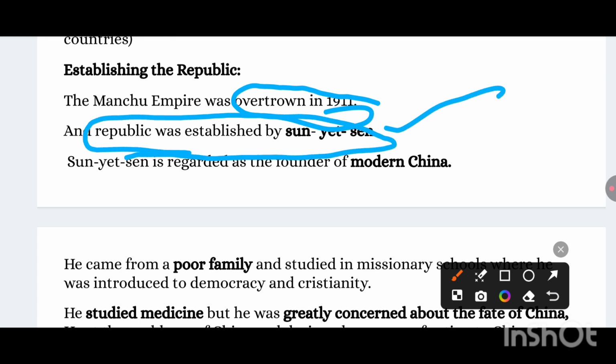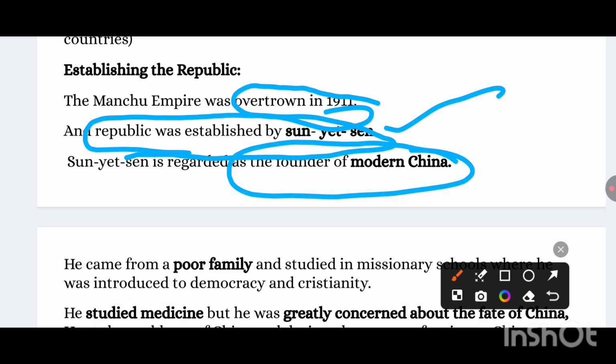The leader's name is Sun Yat-sen. He is the founder of modern China. Who is the founder of modern China? Sun Yat-sen. Who established a republic in China? Sun Yat-sen. The Manchu dynasty was overthrown in which year? 1911.